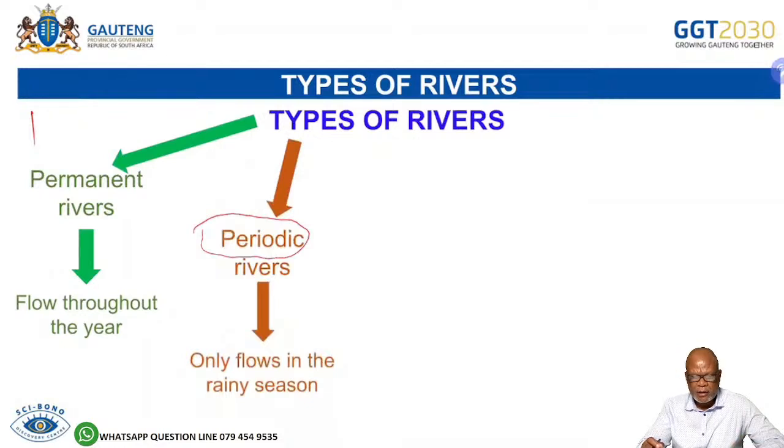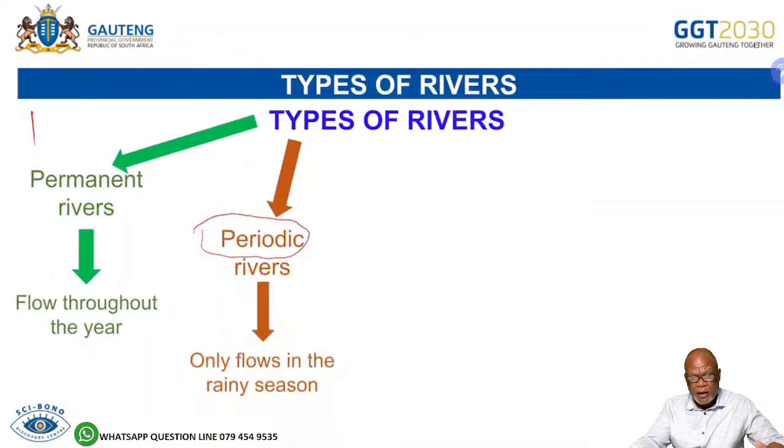One mistake that learners make is that periodic rivers flow only during summer. Periodic rivers do not flow during summer because rainy seasons vary from climatic region to climatic region. So we don't always have rains during summer in all areas. Some areas will receive winter rainfall, so their periodic rivers will flow during winter. Some areas have rain during summer, and their rivers will flow during summer.